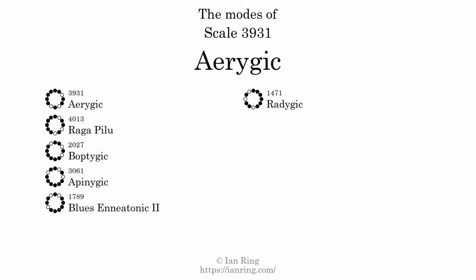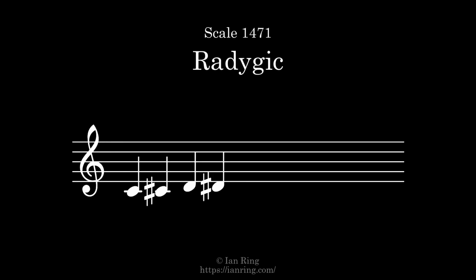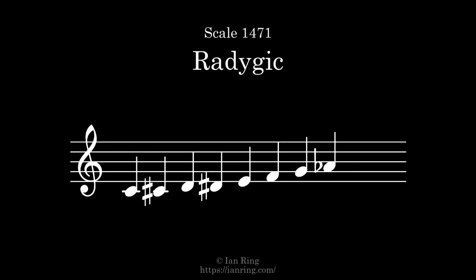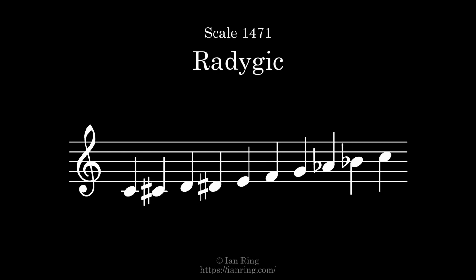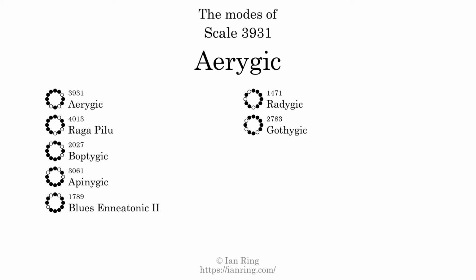The sixth mode is scale 1471, also known as Aerygic. It sounds like this. The seventh mode is scale 2783, also known as Aerygic. It sounds like this.